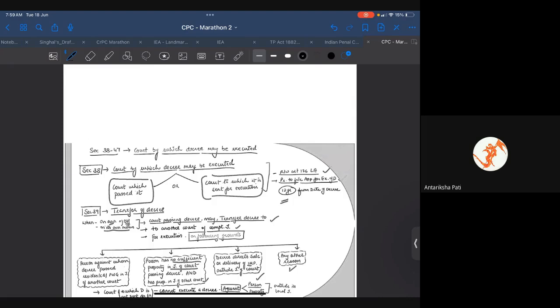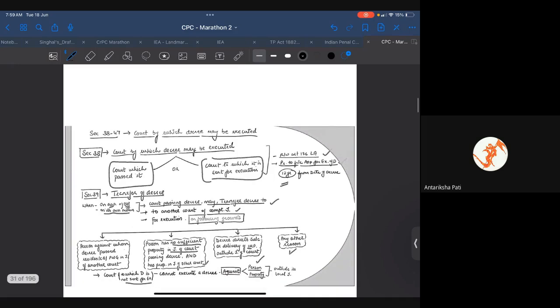Okay, now Article 136 of the Limitation Act says that you have to make an application for execution of a decree within 12 years from the date of the decree. Now Section 39 says transfer of decree on the application of the decree holder or on its own motion, the court passing the decree may transfer the decree to another court of competent jurisdiction for execution on the following grounds. Which are the grounds? First, the person against whom the decree is passed resides, carries on business, or personally works for gain in the jurisdiction of another court. So he is in another court, so it will be better executed there.